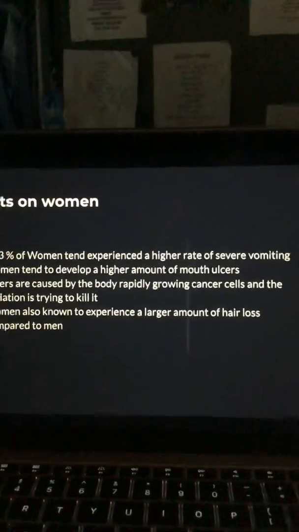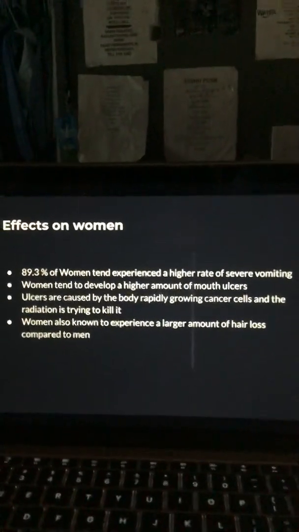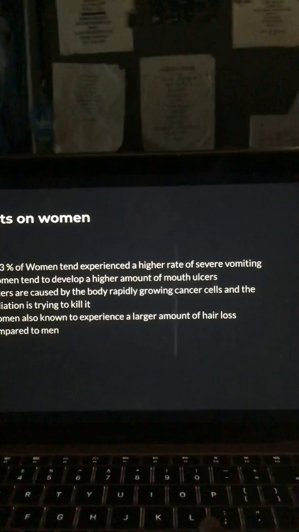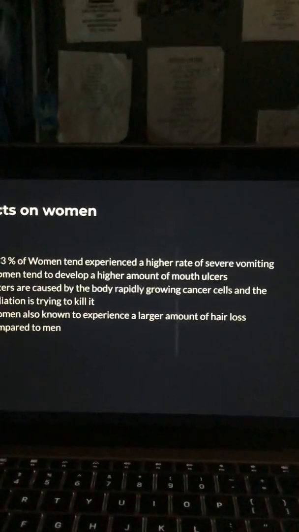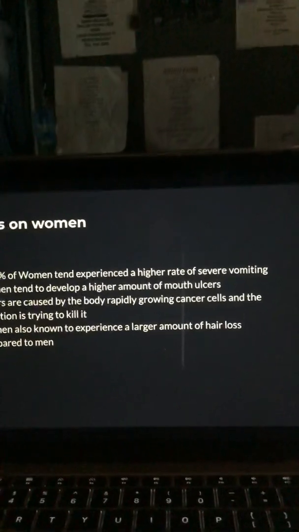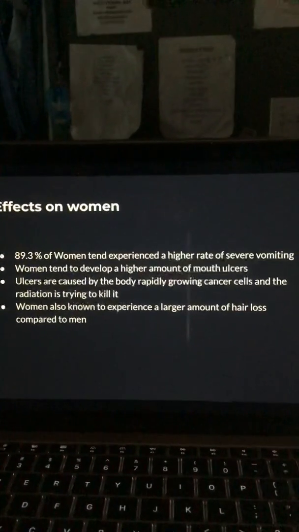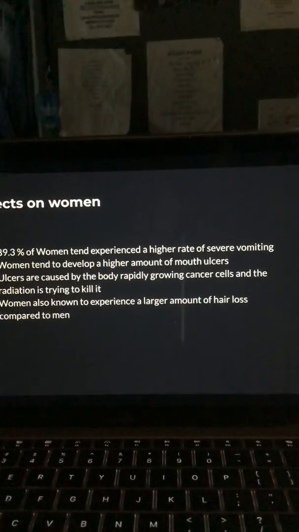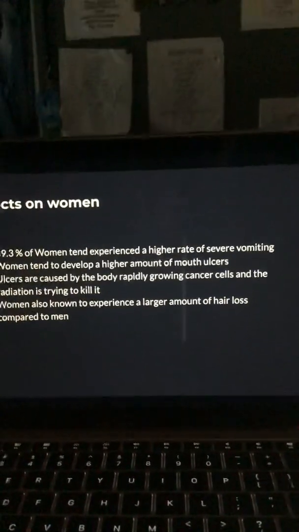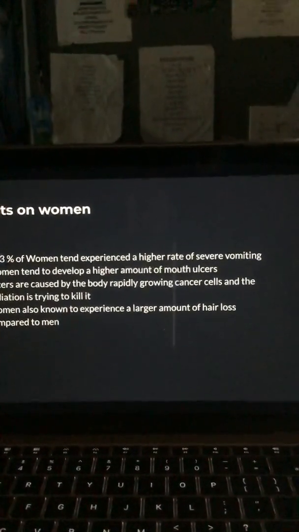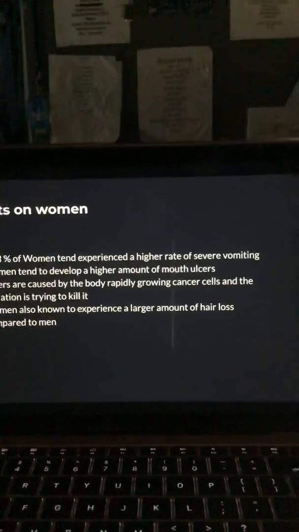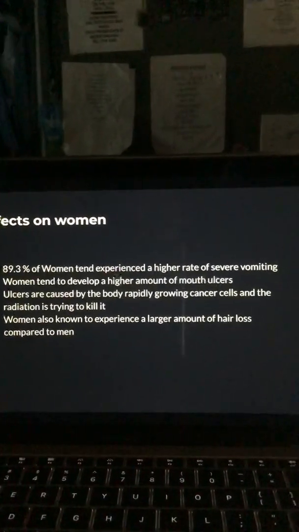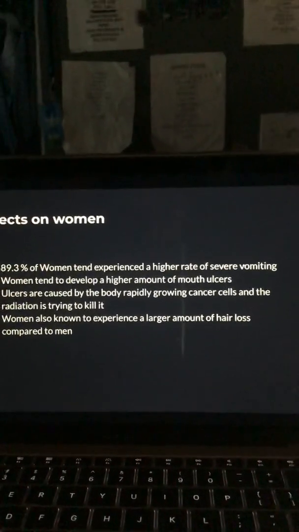Chemotherapy tends to affect women differently. 89.3% of women tend to experience a higher rate of severe vomiting. Women tend to develop a higher amount of mouth ulcers, and these ulcers are caused because the body is rapidly growing cancer cells, and the radiation is trying to kill it. Women also are known to experience a larger amount of hair loss compared to men.